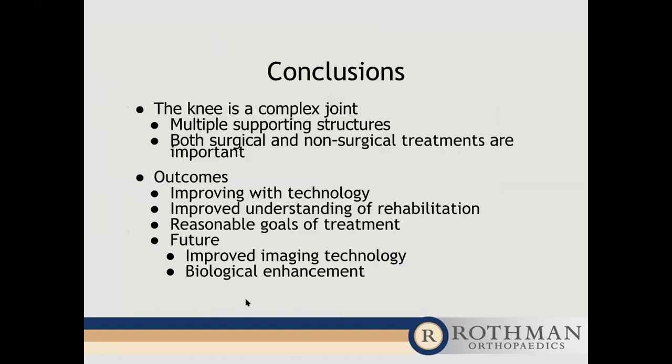So in conclusion, the knee is a very complex joint, as you can see from some of our pictures. It has multiple supporting structures, which means a lot of layers of injury potential. Both surgery and non-surgical treatments are very important. So how are we doing as far as fixing knees? We're improving with our technology as we get better at doing things and better with the anatomy. Anatomy never changes. And we're improving the understanding of how to rehabilitate these joints after surgery. And also we have to have reasonable goals of treatment.